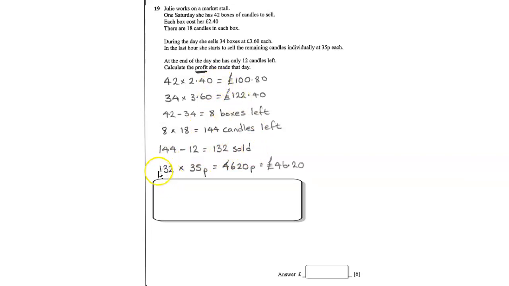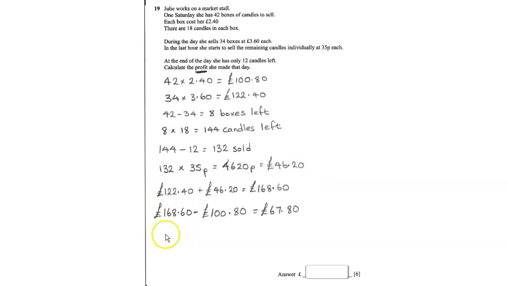And she sold 132 candles at 35 pence each. So that was from this line. In the last hour she starts to sell the remaining candles individually at 35 pence each. So she got £46.20 for that.